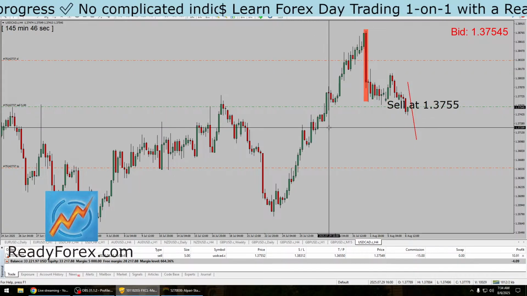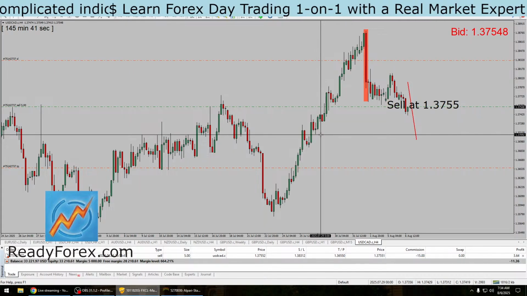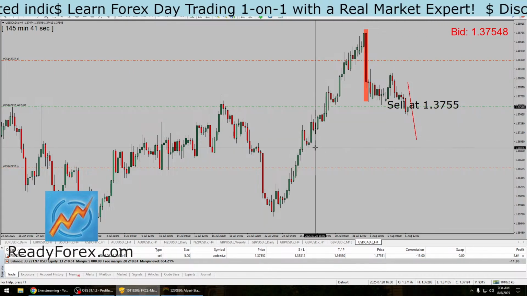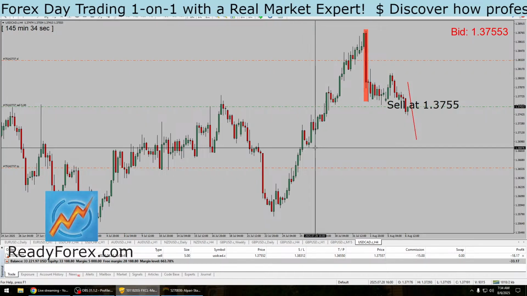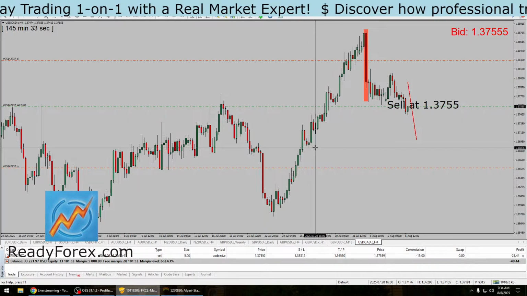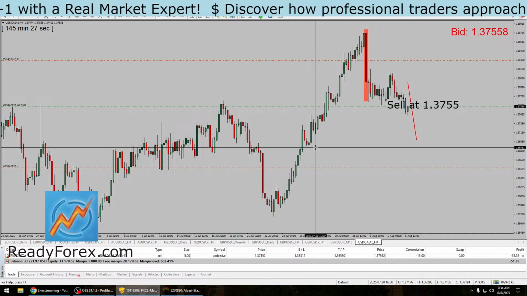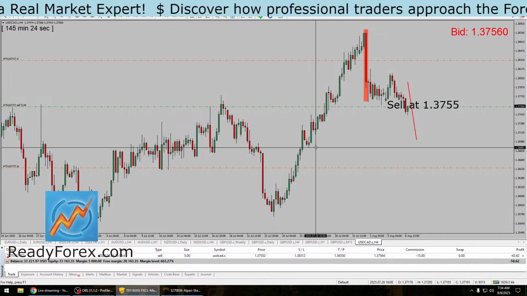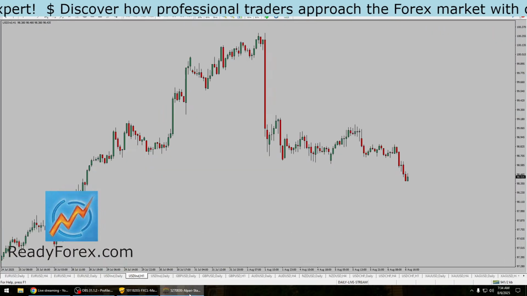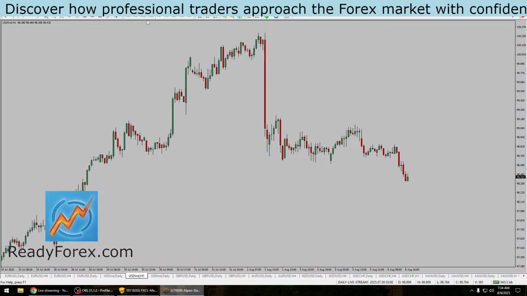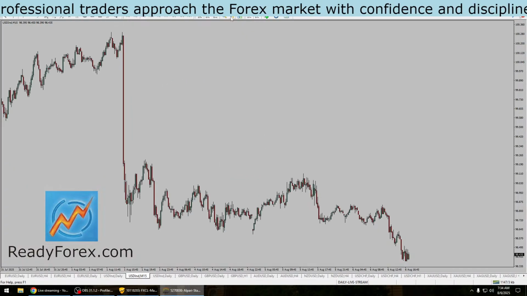Okay, so this is the area, and then we have the next support at 1.3709. Then another one is down over here at 1.3687, right over here. 1.3688 or 1.3687. So the DX is falling down, and let's go down further into a smaller time frame like a 15 minutes chart.